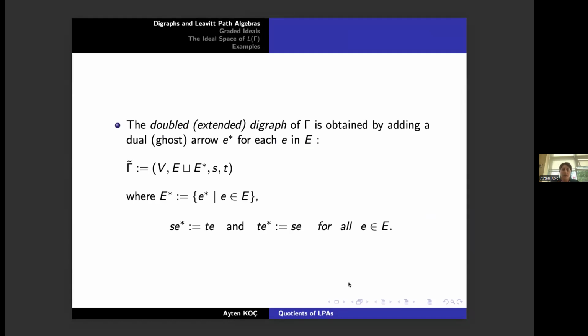Let's give the double digraph. The double digraph, or extended digraph, is obtained from Gamma by adding the dual arrows. It has the same vertex set, and for every arrow E in the digraph, the corresponding dual arrow is obtained by interchanging source and target.